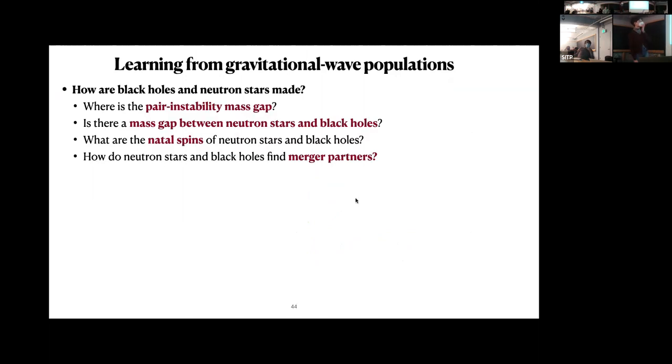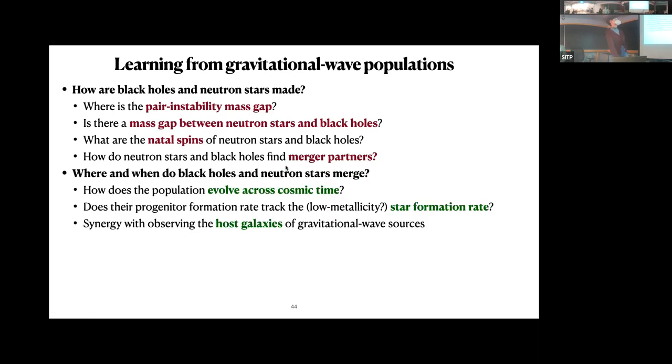Just to conclude, sorry for going over, there's a lot we can learn from gravitational wave populations. I tried to give a general survey of some of what we're learning. So how are black holes and neutron stars made? We can learn about that from looking at these mass gaps. I didn't talk about spins at all, but that's also really interesting, thinking about the relationship of the two components in a binary merger to tell us about their merger partners.